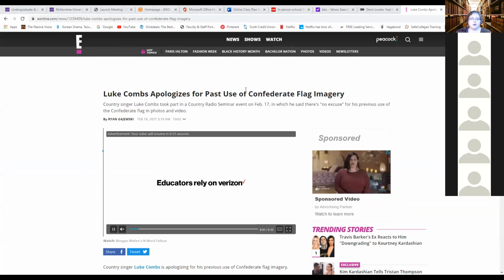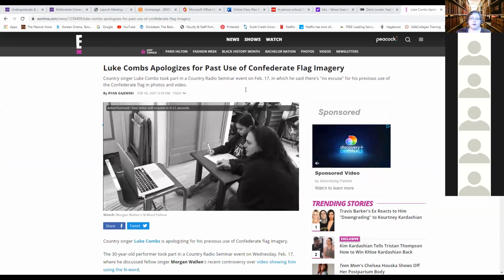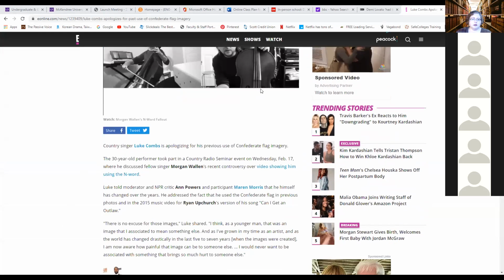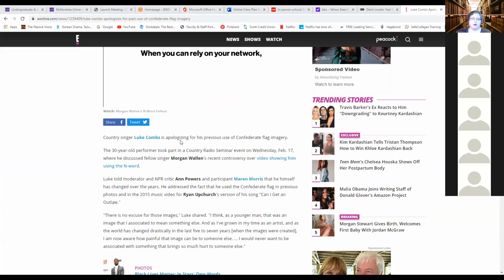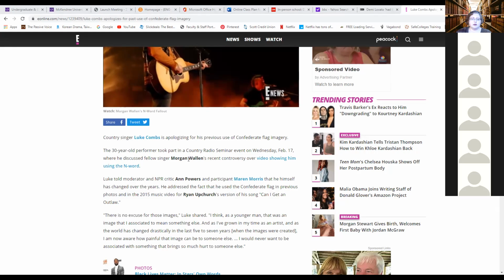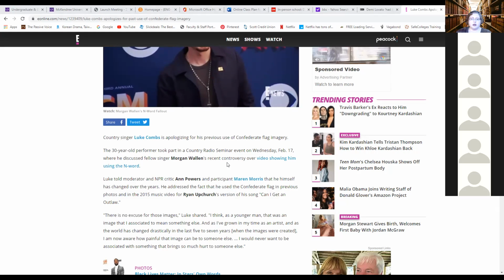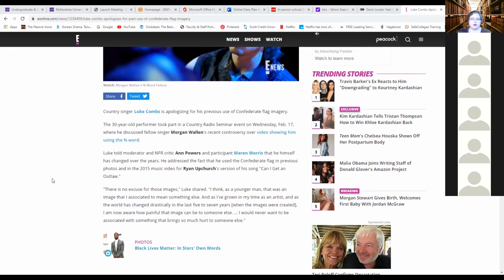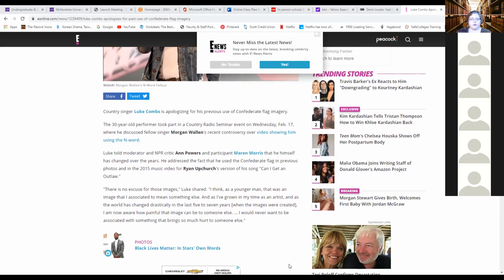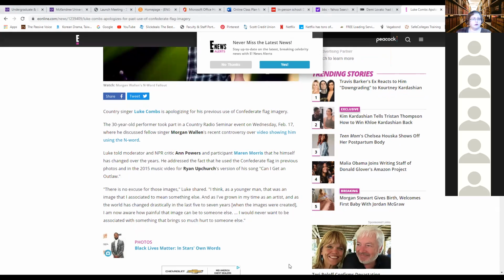Country singer Luke Combs took part in a country radio seminar on February 17th, which is yesterday. So let's see. He's apologizing for his previous use of Confederate flag imagery. The 30-year-old performer took part in the country radio seminar event on the 17th, where he discussed fellow singer Morgan Wallen's recent controversy over a video showing him using the N-word. What do you guys think? What kind of intro?